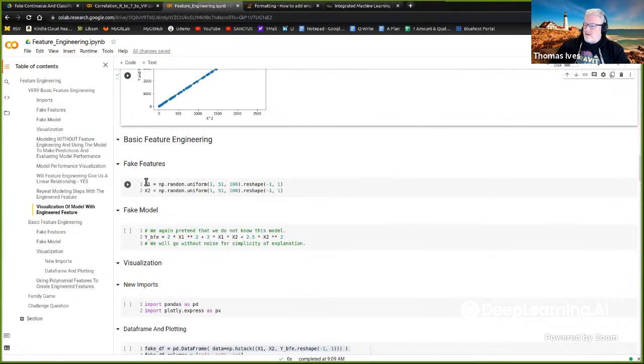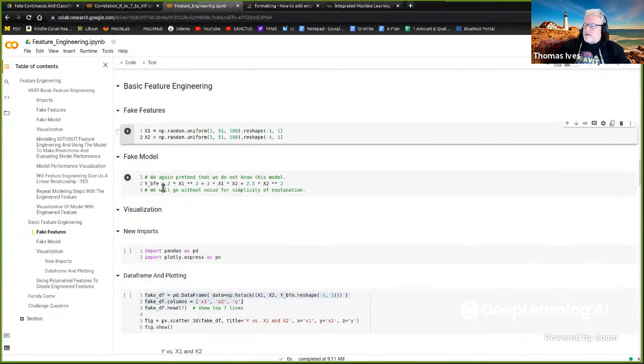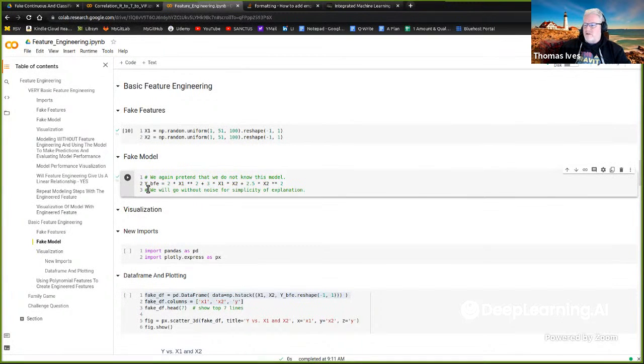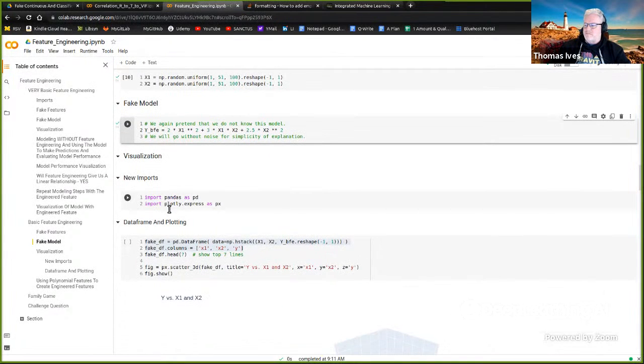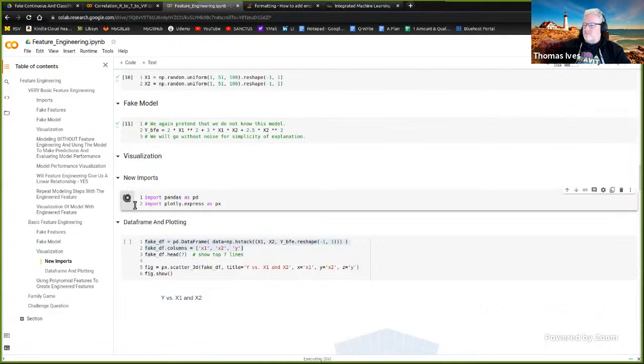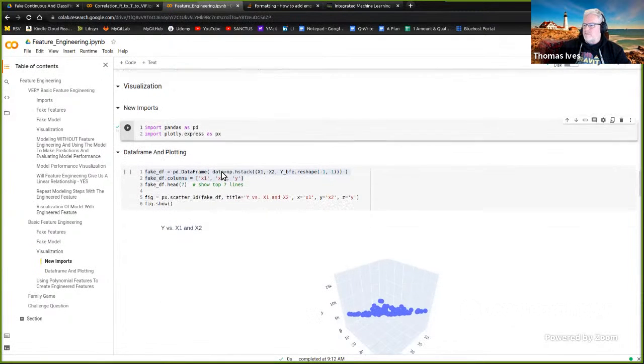So to get a little more advanced, let's start now with two features, x1 and x2. And we'll go back into profit mode. We're going to have 2 times x1 squared plus 3 times x1 times x2 plus 2.5 times x2 squared. And we'll go without noise for simplicity of explanation first, but we'll do one with noise too. So we'll run that. Now we have our labels, but we're just calling this Y basic feature engineering, not very basic, just basic. Now we're going to get pandas and Plotly loaded for visualization purposes.